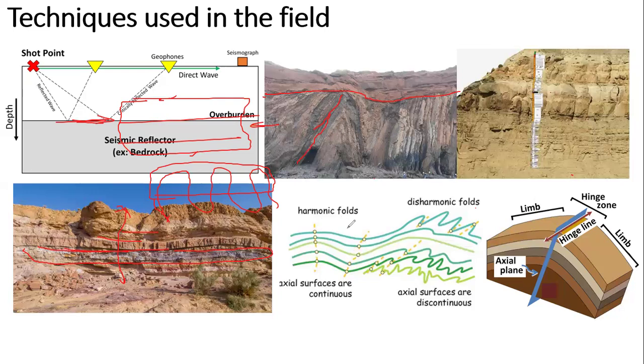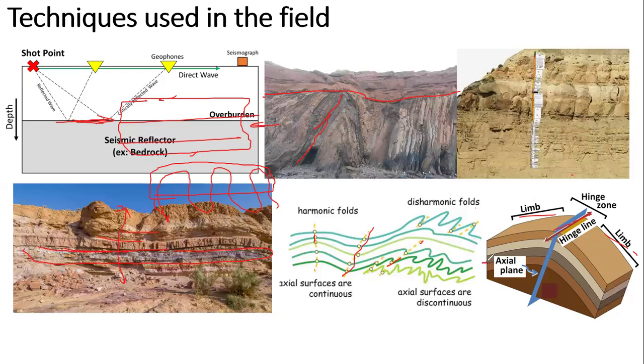And then the other thing, let's look at the faults. When we're looking at the axial surfaces or the hinge lines over here, they are continuous. Over here they are continuous, but here they are discontinuous. The hinge line of a fold is this one. The axial planes are also discontinuous. The hinge line divides the limbs of the fold, and this is the hinge zone.